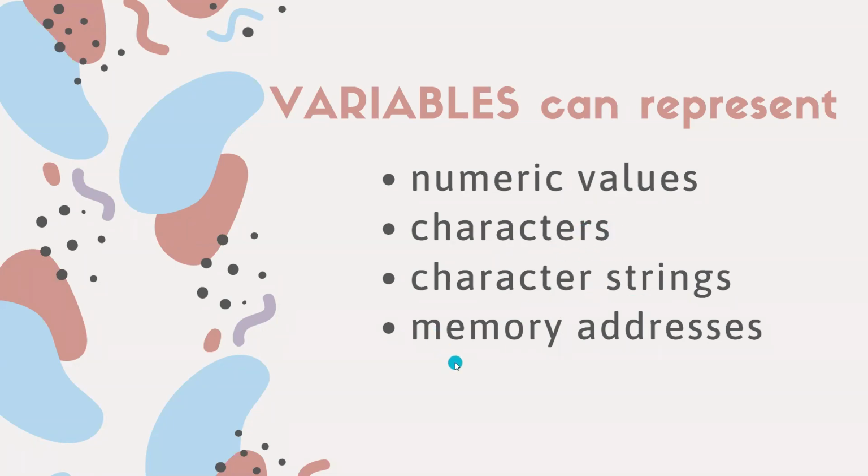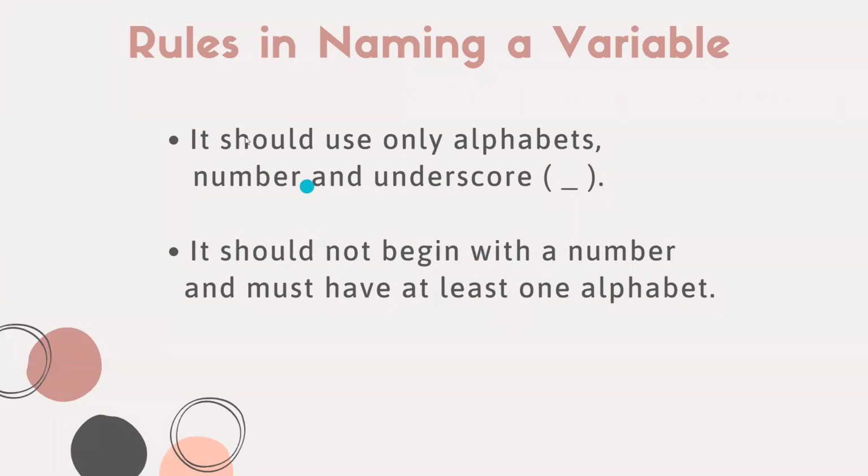Aside from that, a variable also represents a memory address, such as 0s and 1s, or the memory location in the computer. However, we will not tackle memory address much because we are only learning the basics in our lesson. So the number one rule in naming a variable is, remember, it should use only alphabets. It will only use letters, numbers, and underscore. This is called an underscore. Can you use a hashtag, a hash key? Yes or no?